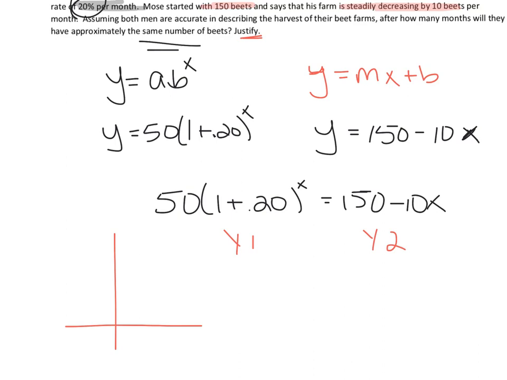Now, the highest value we're dealing with is 150, so you're probably going to want to make your y max at least 200 or whatever, big enough to see this picture. You're going to find this picture here, and you're going to find x would give you about 4.2 months.